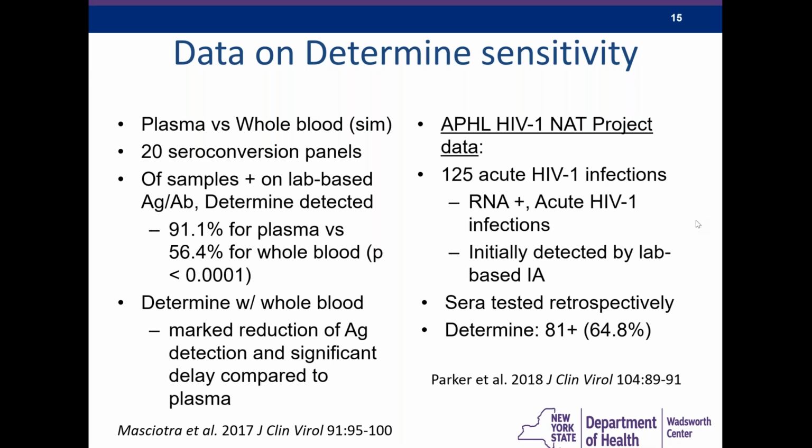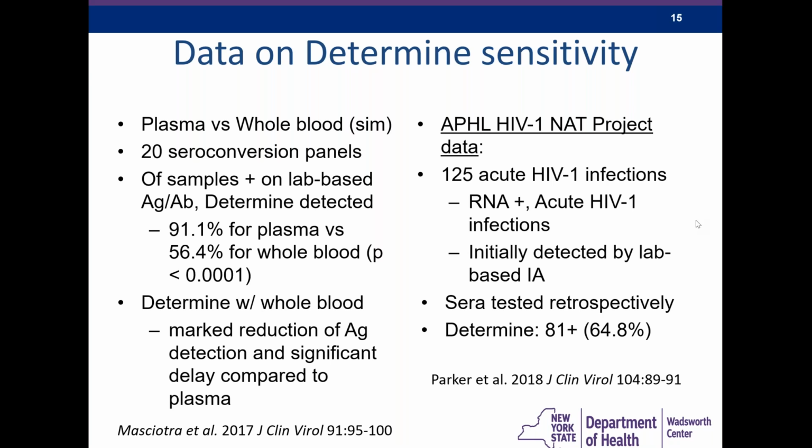In another study, which I'm listing the results on the right of the slide, this was a part of the APHL HIV net project, and using samples from that, there were serum specimens from 125 acute HIV-1 infections that were initially identified by a laboratory-based screening assay, and they were defined as acute by the results of the testing algorithm. And then these samples were retrospectively tested with Determine.